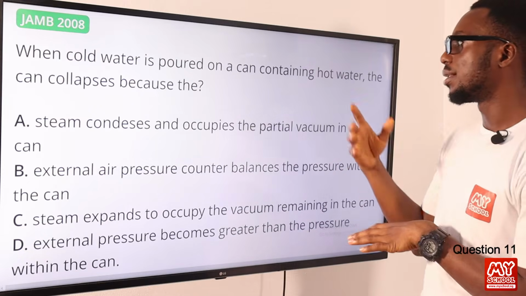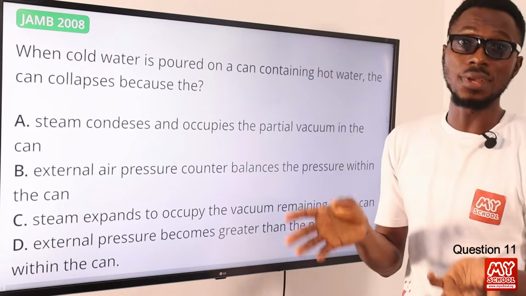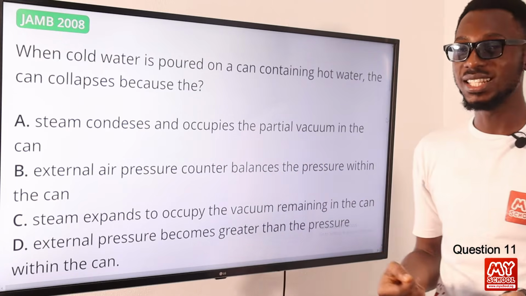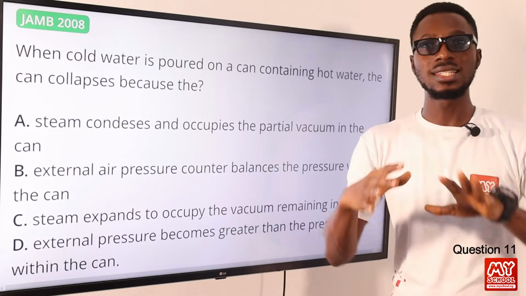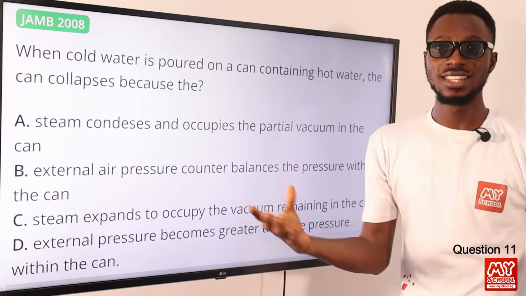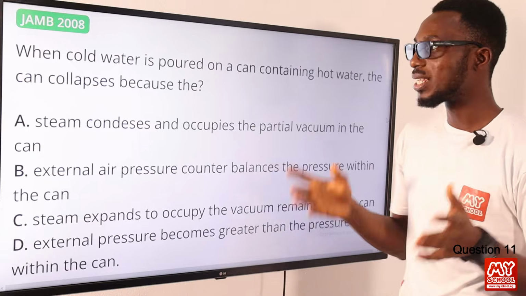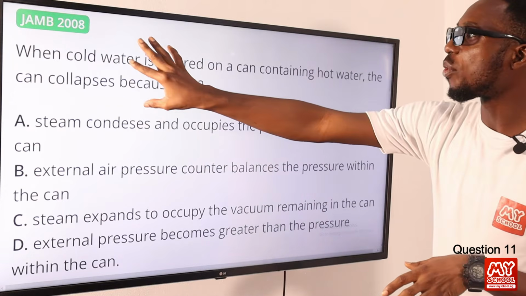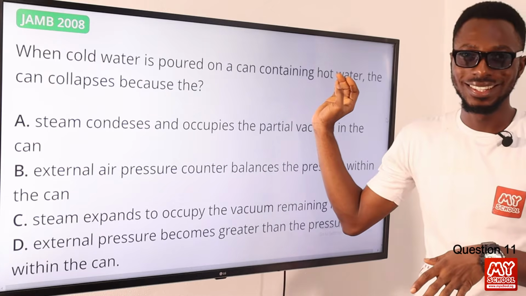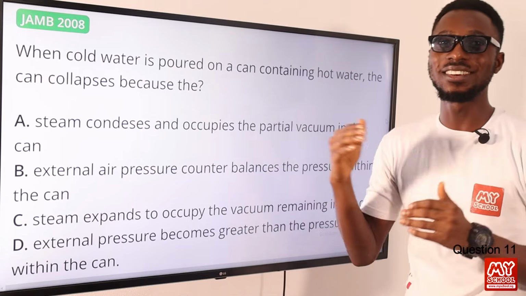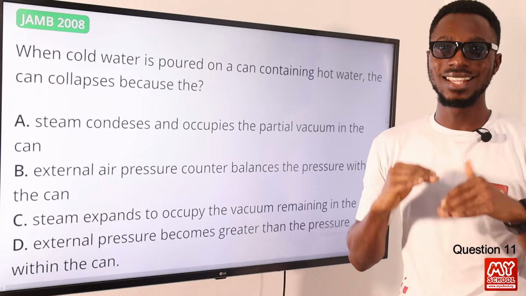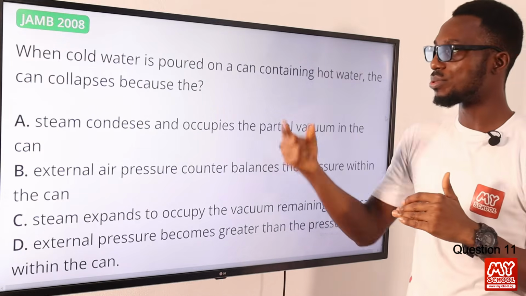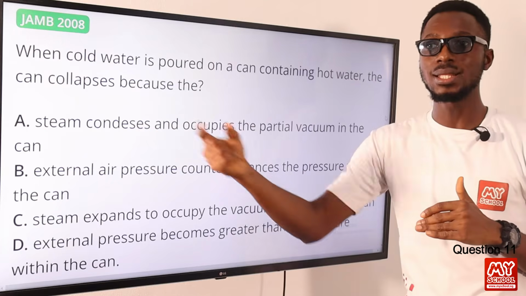In such phases, what you are going to notice is that air will be pushed out of this can. Then the steam will fill up the entire space in that particular can. Once this happens, you can notice the action. Now if you pour cold water on the can, you are decreasing the temperature, decreasing the kinetic energy, and decreasing the collisions between the particles of the steam and the walls of the container.